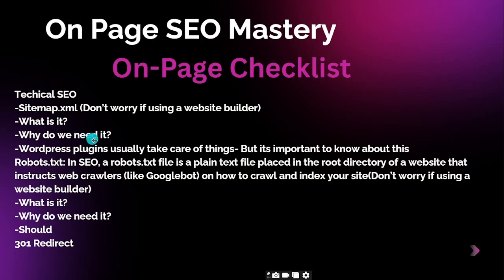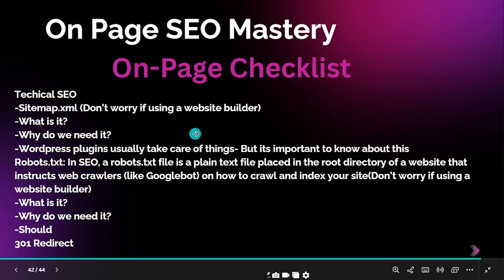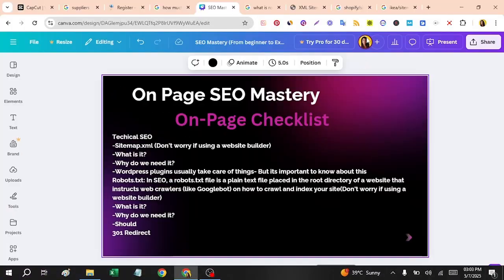Sitemaps let Google know what your site looks like and what kind of pages your site has. All you need to do is use a plugin, like Rank Math or Yoast, to get the sitemap and submit it to Google. Let me show you an example.